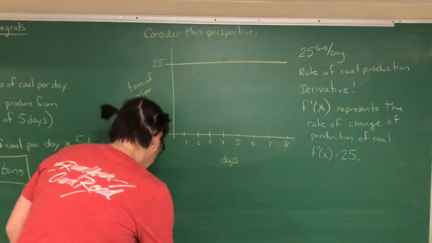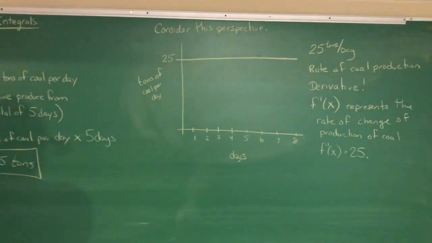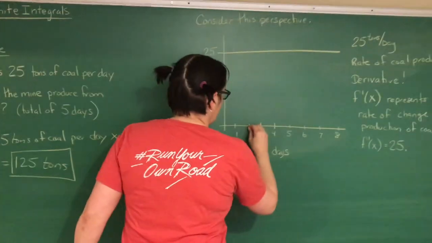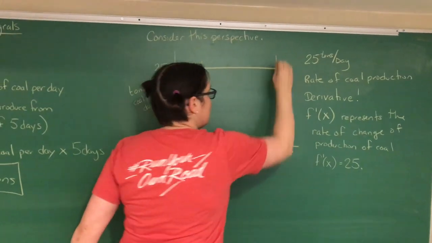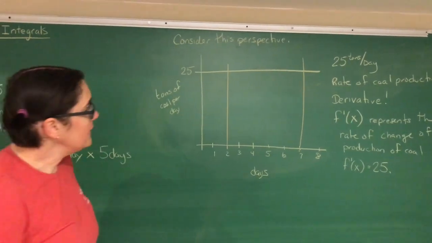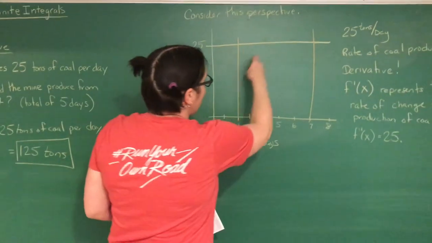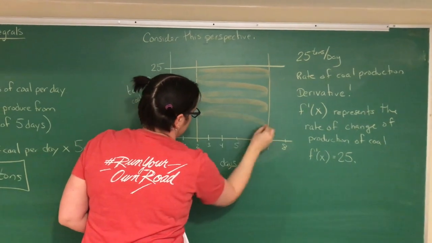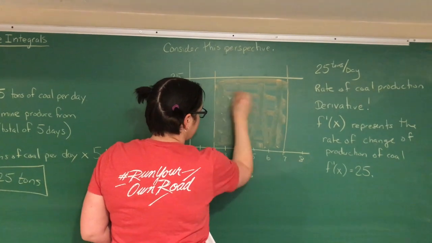Okay, now the next thing that I want to consider about this picture is we are asked how much coal the mine produced from day 2 to day 7. So I'm going to draw a vertical line here at day 2 and here at day 7. And what I want to notice about that is that I've created a rectangle here. And if I shade this rectangle, I can kind of look at it.